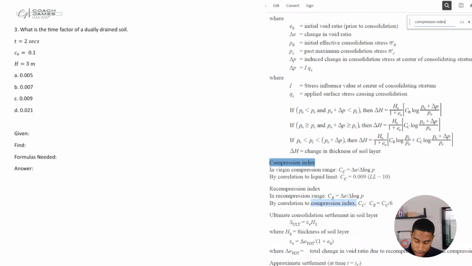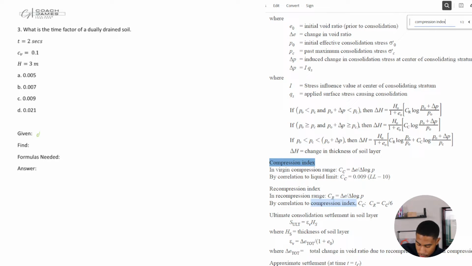Okay, so number 3 says, what is the time factor of a dually drained soil? So the information that we're given is that this is dually drained. I'm assuming that means it can be drained on both sides. We're given time, or T. We're given CV, C sub V rather. And then we're also given H, which I'm assuming is the height of the soil. All right, and we need to find the time factor of a dually drained soil.